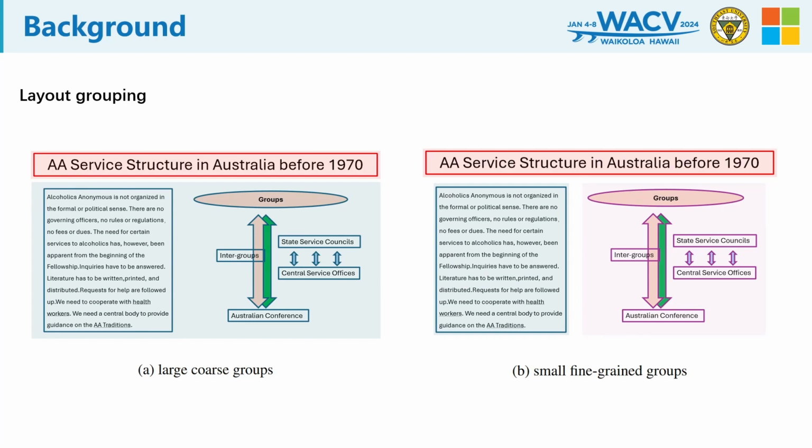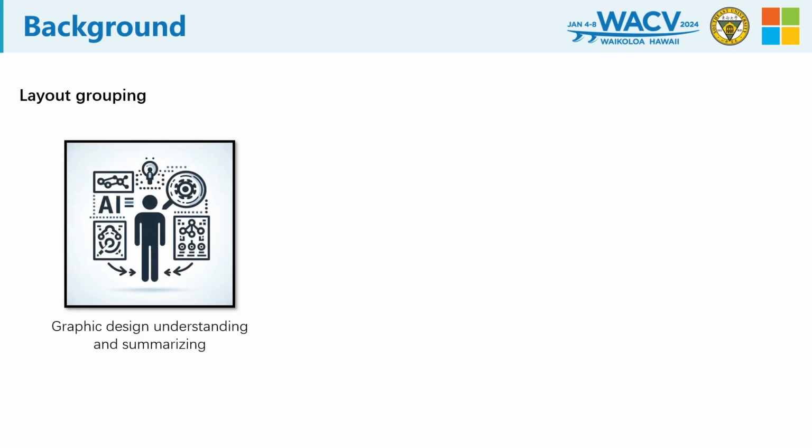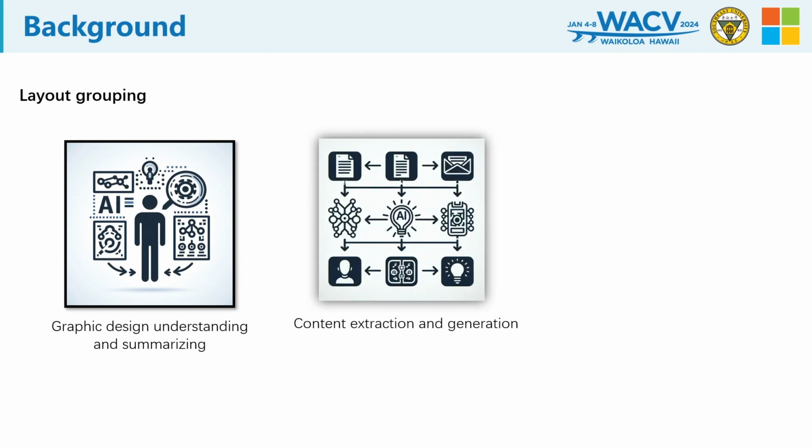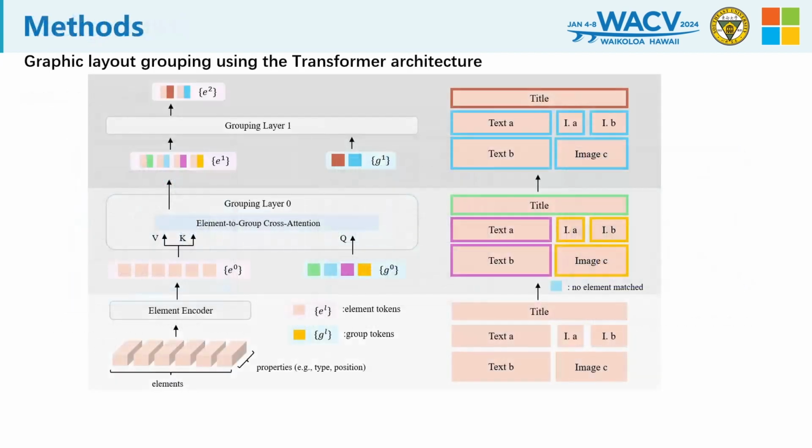By parsing the group structure, we can enable many potential applications in graphic design intelligence, such as graphic design understanding and summarizing, content extraction and generation, graphic design beautification. In this paper, we propose a highly performant approach for graphic layout grouping using the transformer architecture.